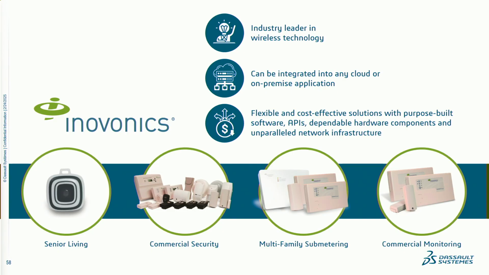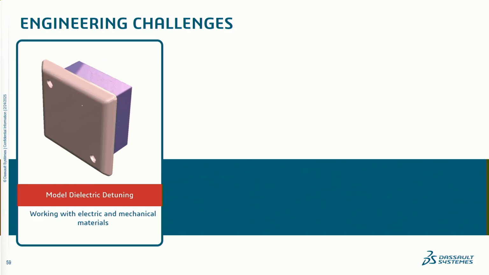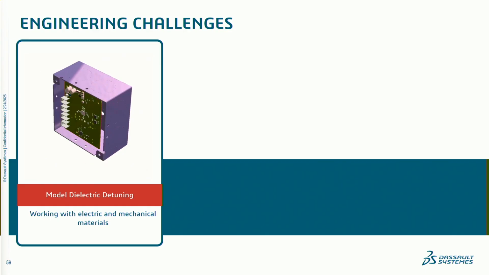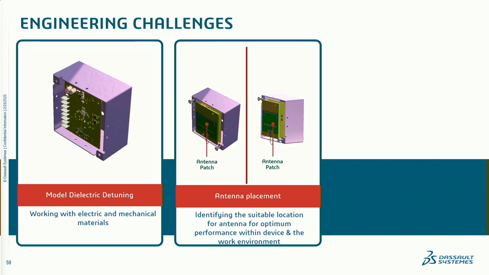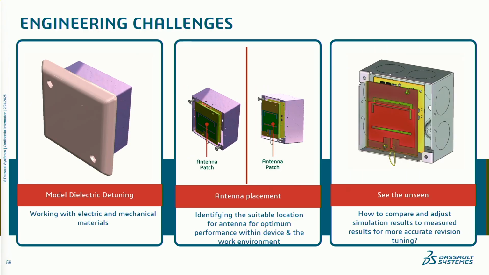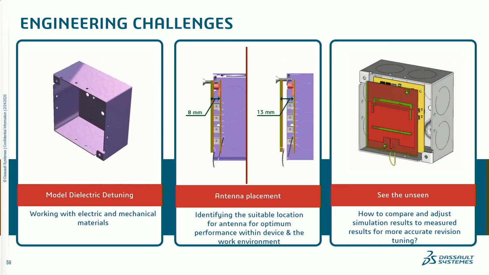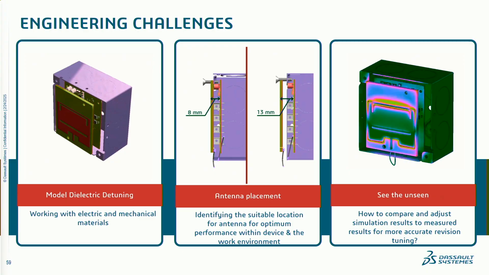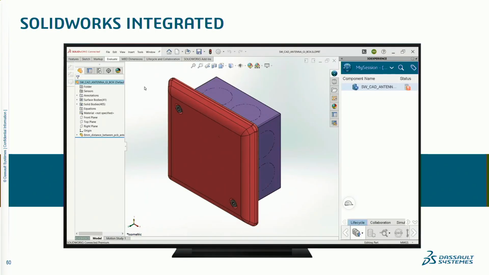So what sort of challenges do they face? Well, to start with, detuning of the model. We mentioned how antennas are very environment dependent. What happens when you place this inside a standard electrical box in a wall or next to electrical cabling? Placement of the antenna within that device, as well as just being able to visualize performance and getting insight that you just can't get from a single test or a single point probe. And we'll talk all about that. Now, as we start, we'll talk more about the SolidWorks integration.